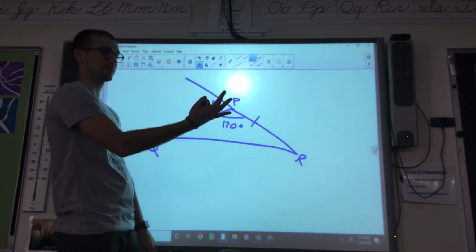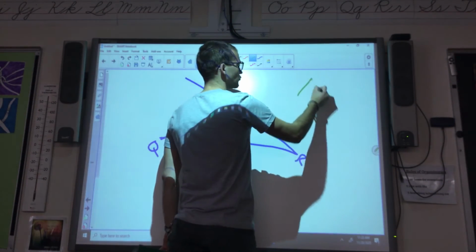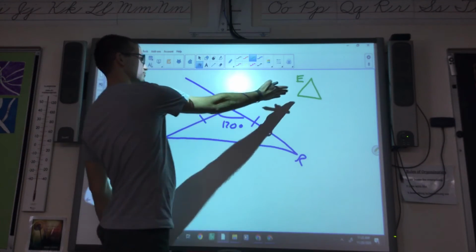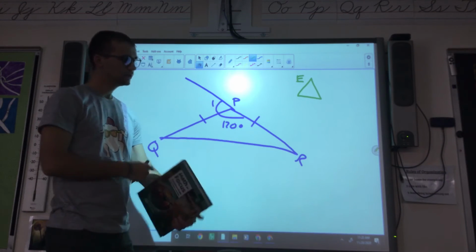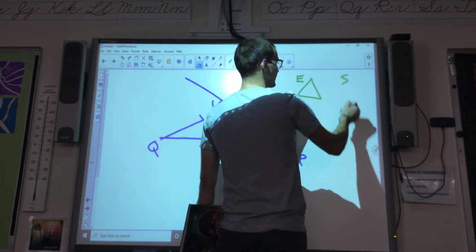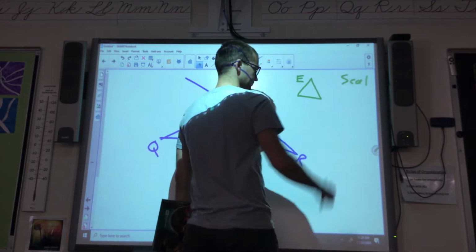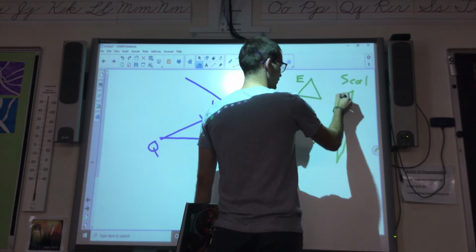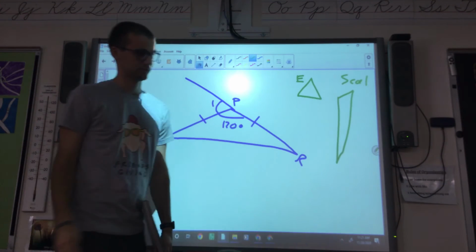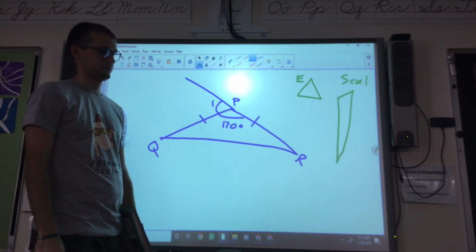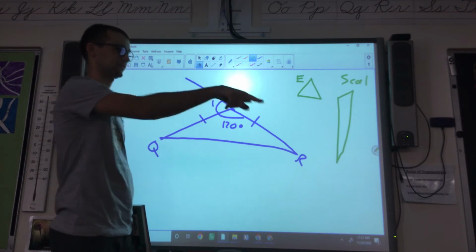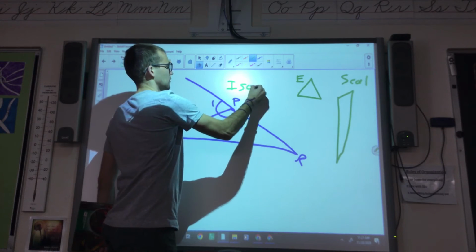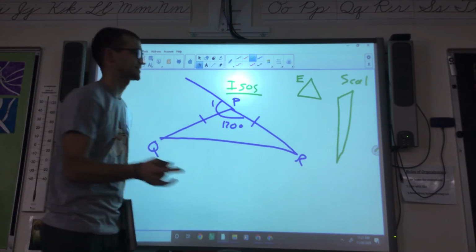So there's 3 types of triangles. There is an equilateral triangle, and what can you see about equilateral triangles? They're all equal. There is a scalene, which means that all the sides are different. And then there's isosceles. 2 are the same. This is how you remember the difference.